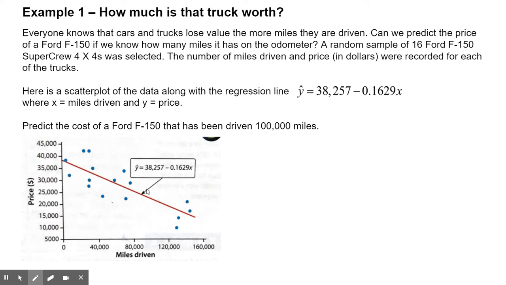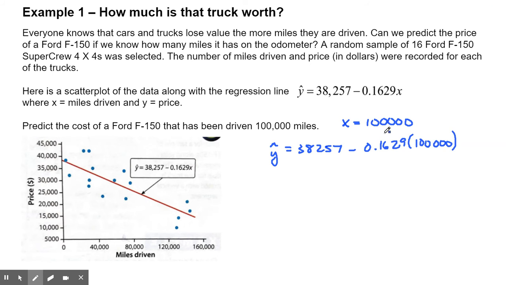So here's the scatter plot with our data. Here is the regression line, which is represented by that equation. They give us 100,000 miles. This is your x value. Your x value is 100,000 miles. So you're going to plug that in to this regression equation and see what the predicted price is. So y hat equals 38,257 minus 0.1629 times 100,000. Okay, I'll take a picture of that and I will put that into the Desmos graphing calculator and we'll see what that comes out to be.